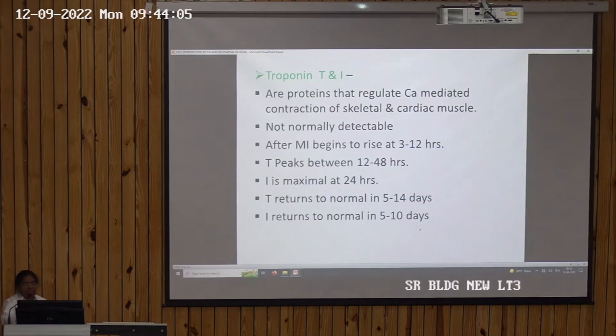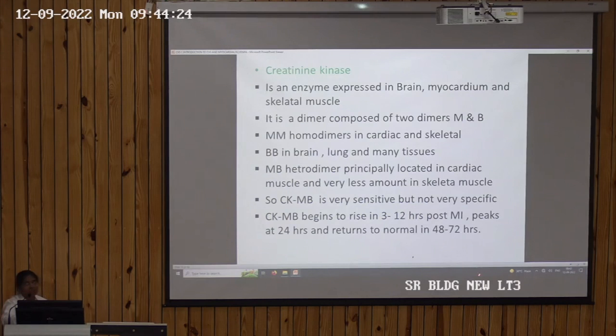So the troponin TNI, these are the proteins that regulate calcium-mediated contraction of the skeletal and the cardiac muscles. They usually begin to rise at 3 to 12 hours, peak at 12 to 48 hours, and troponin T returns to normal in 5 to 14 days, and troponin I returns to normal in 5 to 10 days.